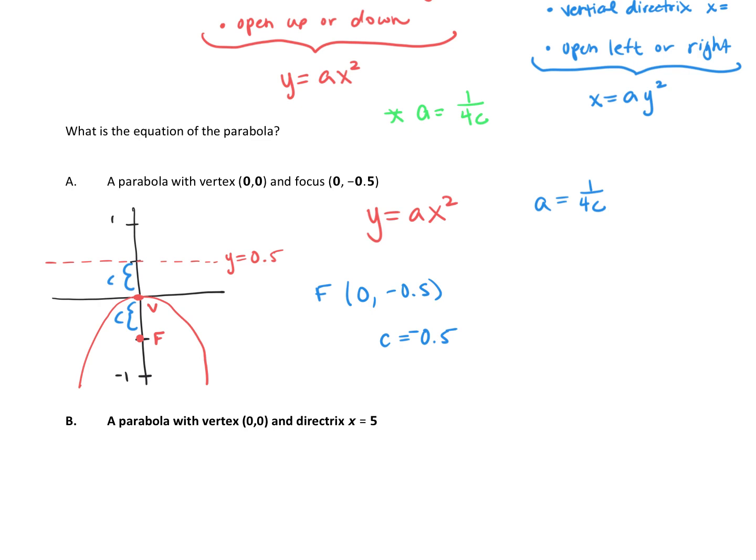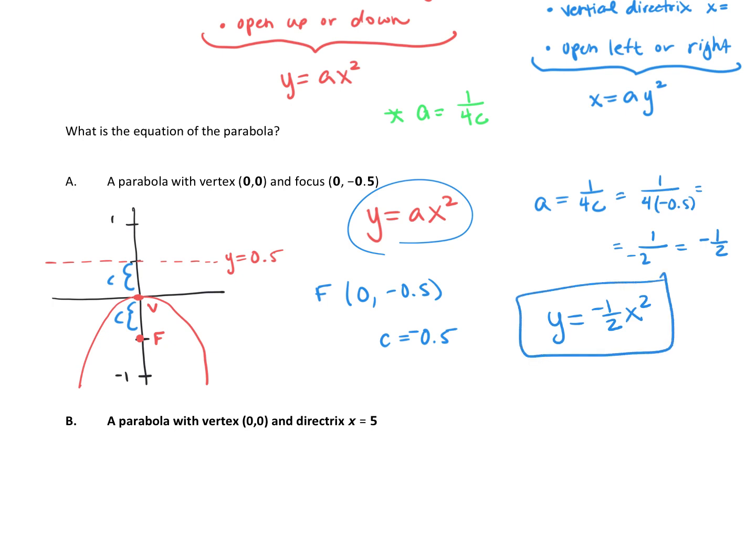So all we do is plug that in for c. 1 divided by 4 times a negative 0.5, which gives us 1 divided by 4 times a negative 1/2, which is 1 divided by a negative 2. So we'll just say negative 1/2. Now we plug that into our equation, y equals negative 1/2 x squared. And that's the equation of the parabola with this information.